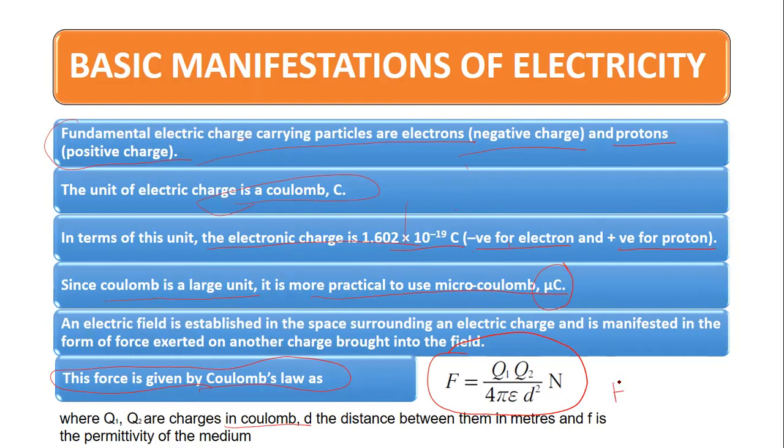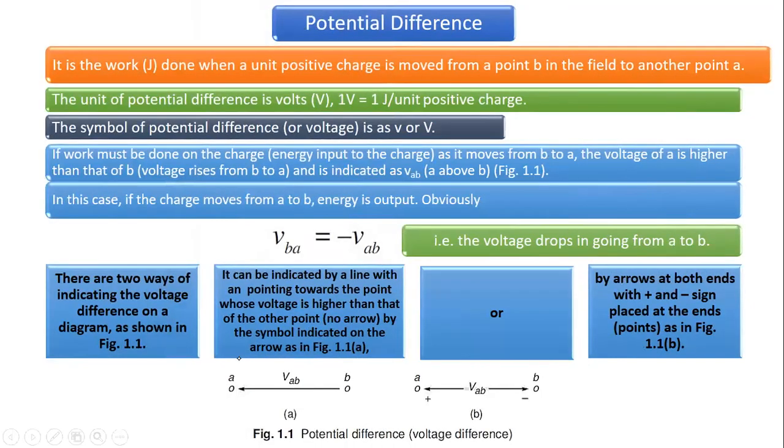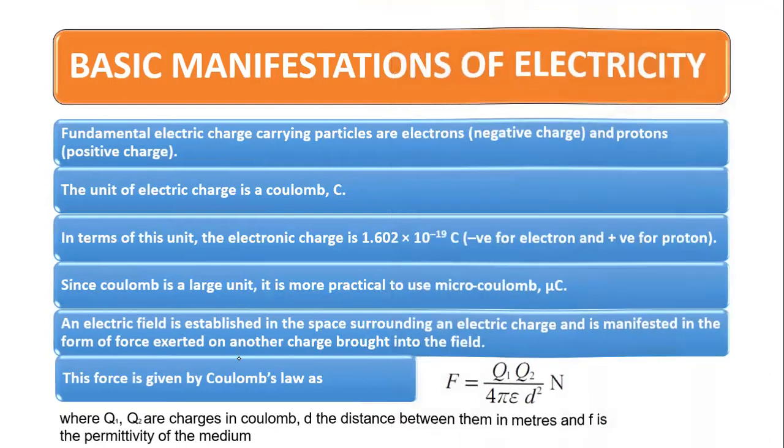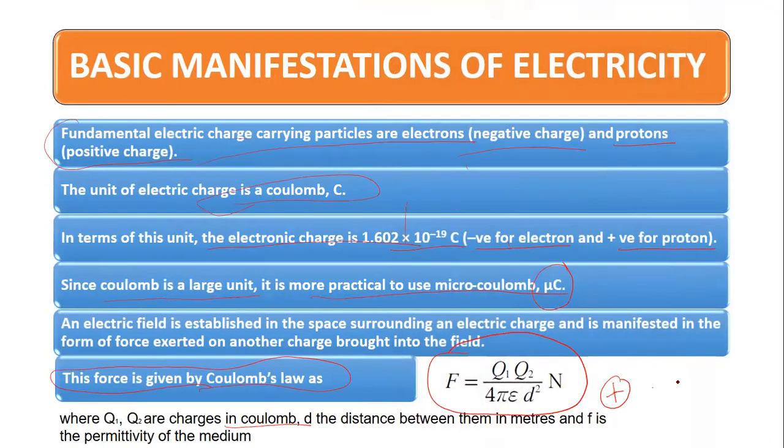Let us say there is a positive charge, and then there is another charge, which could be positive or negative. The distance between these two charges is d. Q1 is one charge and Q2 is the other, and the force between the two is given by this particular formula, where epsilon is the permittivity.